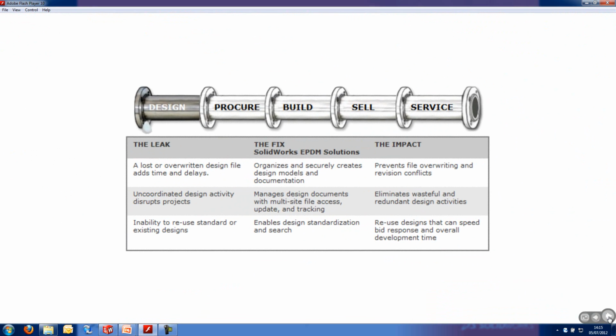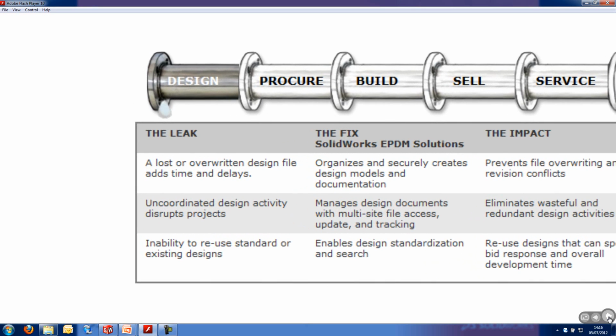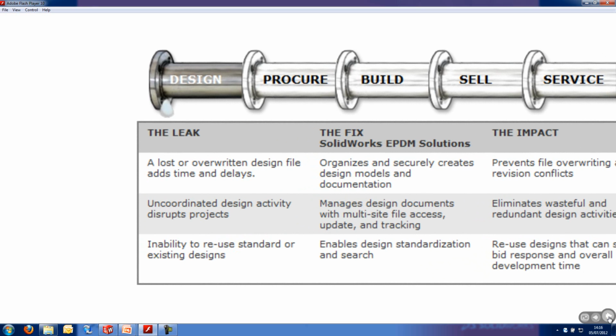So, as with all PDM systems, Enterprise is designed to assist your process. And what happens is we often use the analogy of a leaky pipe. And the idea is to stop the leak as early as possible in the process in order to save you as much time and money as you can. And these are just a couple of leaks that Enterprise can help you fix.